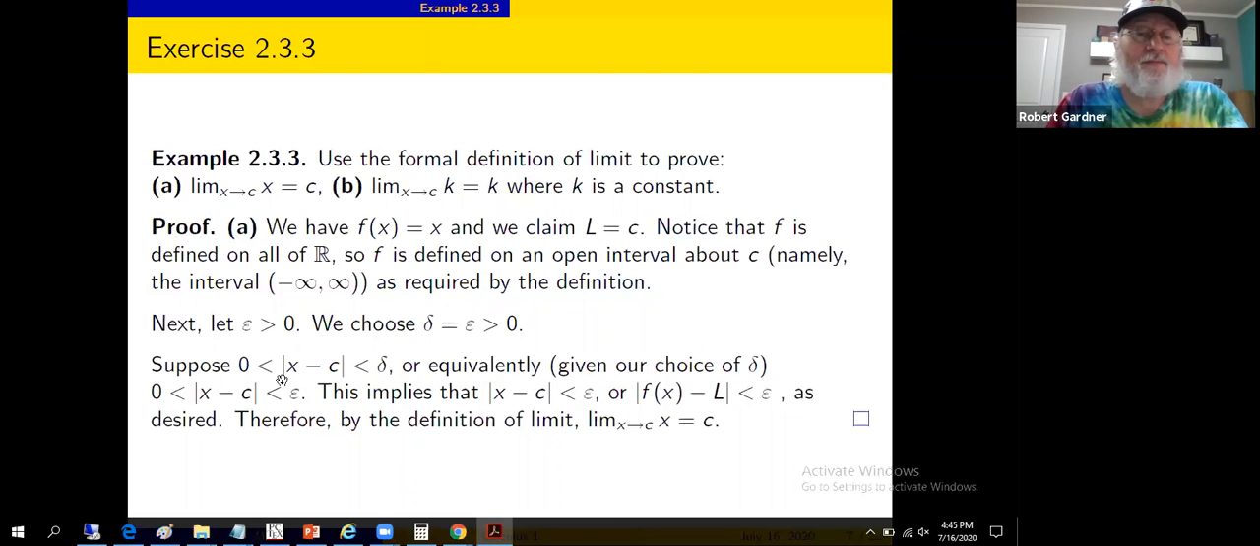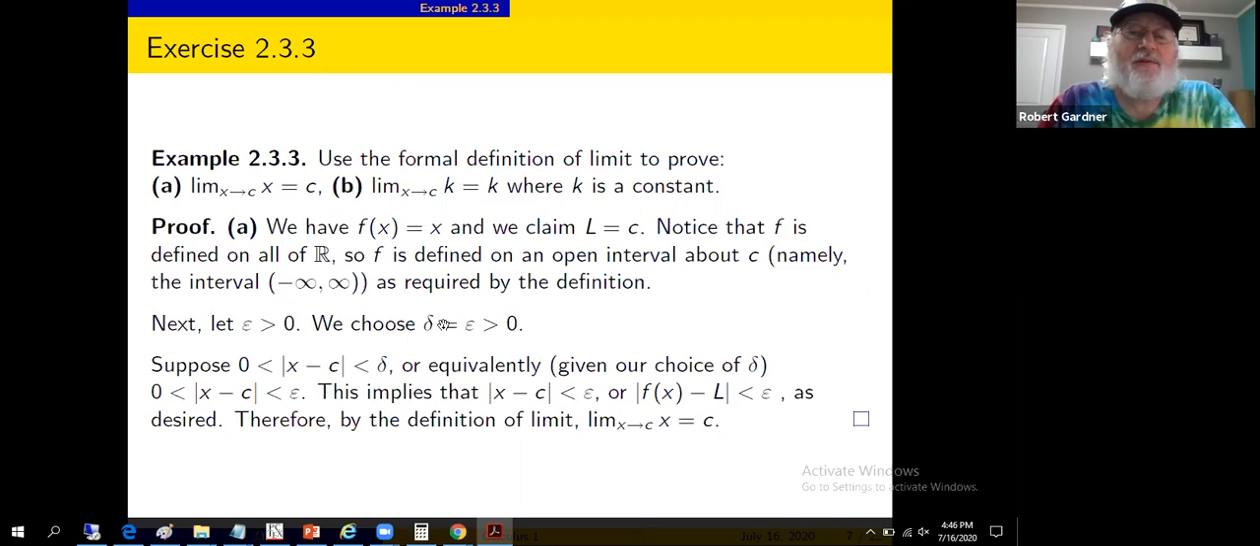We need to show that if this occurs, then that occurs. And it's pretty easy on this one. It's easier than the previous one, in fact. 0 is less than absolute value of x minus c is less than delta. We had chosen delta to be epsilon, so that's the same as saying 0 is less than absolute value of x minus c is less than epsilon. Delta equals epsilon. Well, this implies the absolute value of x minus c is less than epsilon. Drop the 0 stuff. It's a one-way implication. I've taken only half of the information we had. Turns out that's all I need. Hey, what is x?